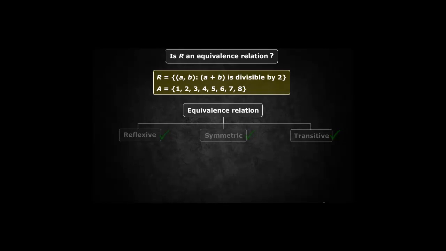So now we know that R is reflexive, symmetric, and transitive. And this means that relation R is an equivalence relation. So whenever you need to check whether a relation is an equivalence relation or not, check its reflexivity, symmetry, and transitivity. And if these three conditions hold, then you can say that the relation is an equivalence relation.